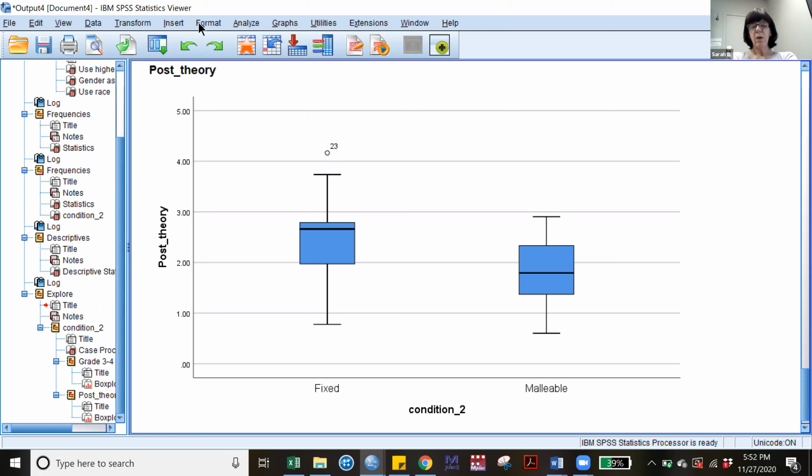We're going to test post theory of ability, for which we have a one-tail test. We think that post theory of ability will be lower for the group that's in the malleable treatment than for the group that is not in the malleable treatment. And we have a post dependent variable for word use, which we do not have a directional hypothesis for.